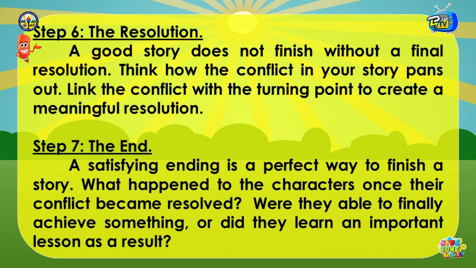Step 6. The resolution. A good story does not finish without a final resolution. Think how the conflict in your story pans out. Link the conflict with the turning point to create a meaningful resolution. Step 7. The end. A satisfying ending is a perfect way to finish a story. What happened to the characters once their conflict became resolved? Were they able to finally achieve something? Or did they learn an important lesson as a result?